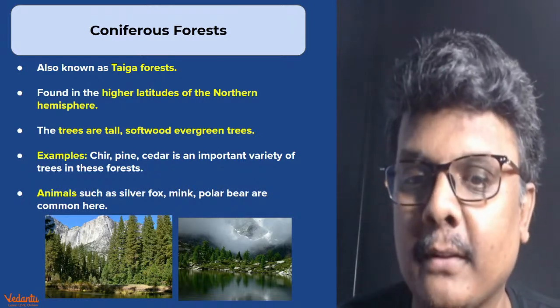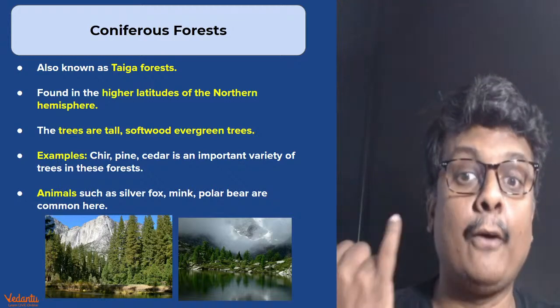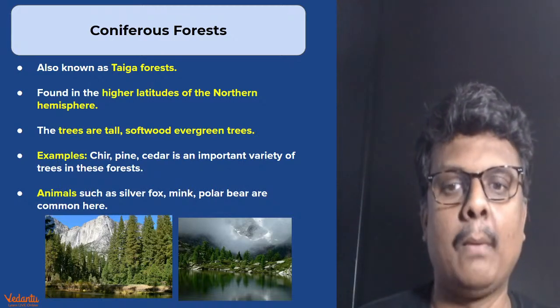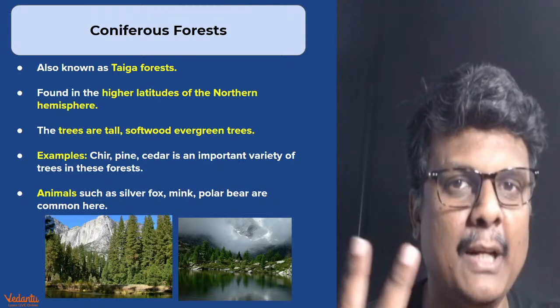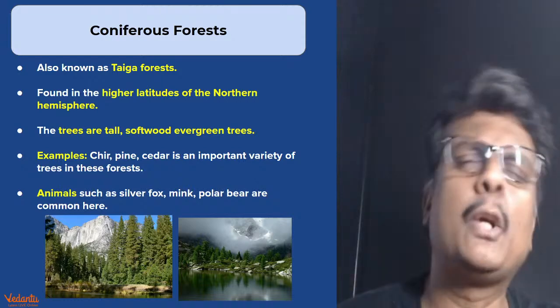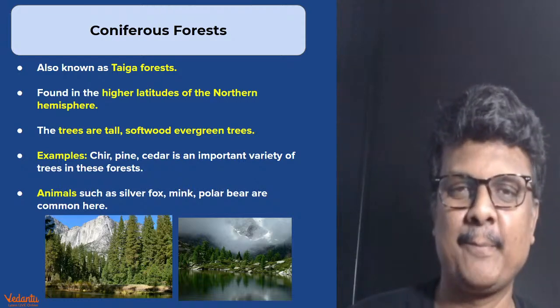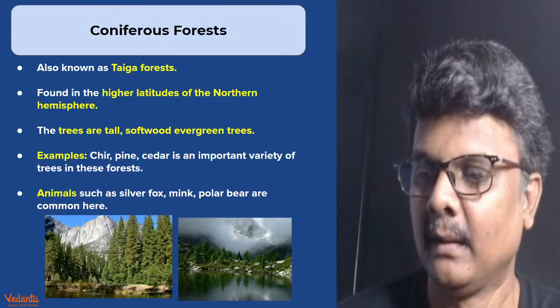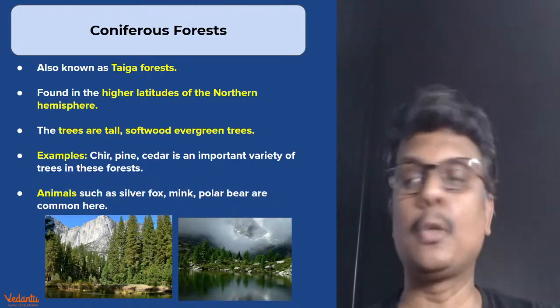found in coniferous forests. And you will see silver fox, mink, polar bear, etc. So the moment you see silver fox and polar bear, you understand what kind of climate will be there, right? It's pretty cold, very, very cold regions. Clear? Guys, if you're clear, we can move to grasslands.